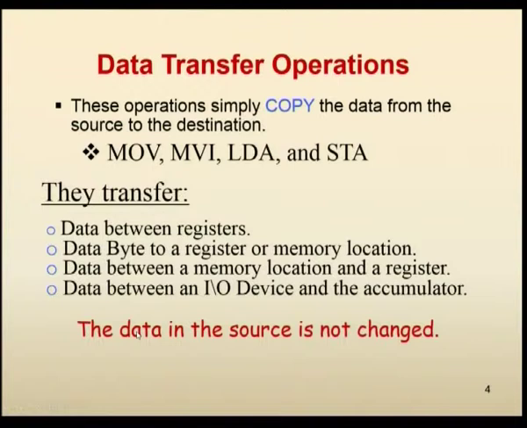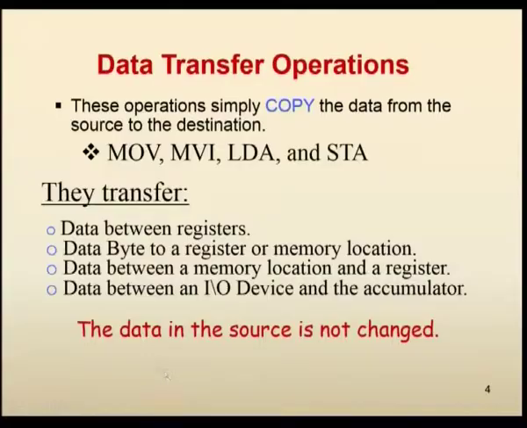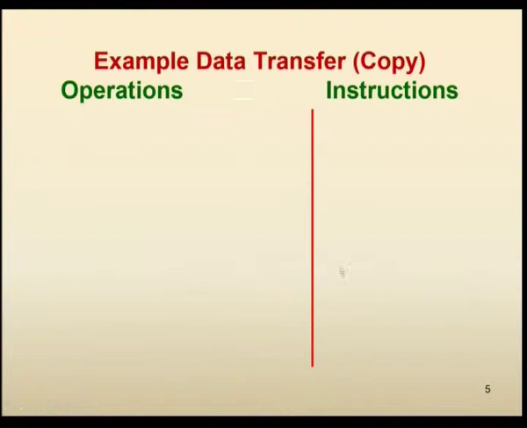When you transfer data, you are transferring it from a source to a destination. The source data will not be affected. Only in the destination, if some other data is there, that will be overwritten, and whatever is in the source will not be changed. It will not be affected. That is very important, you have to remember. Now, let us see a few examples of the data transfer instructions.